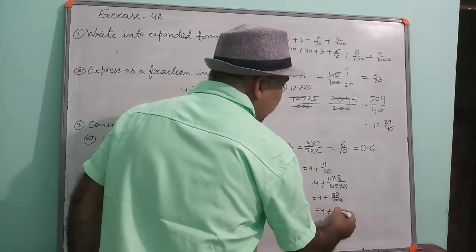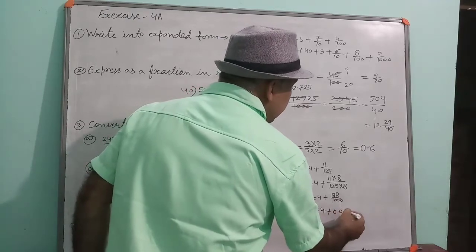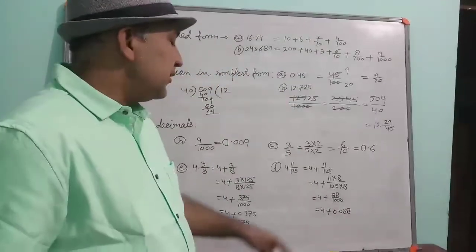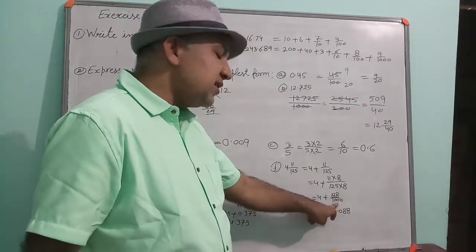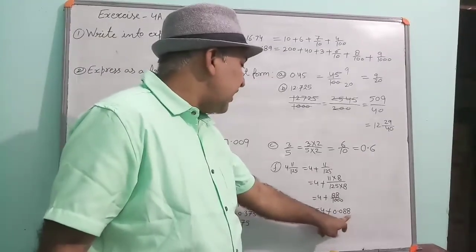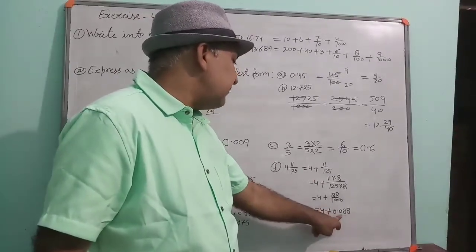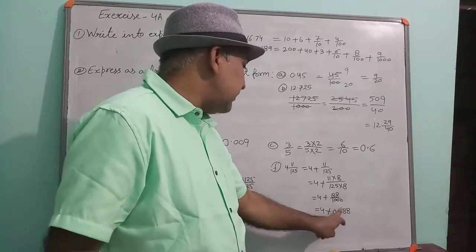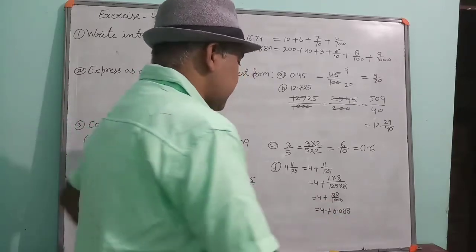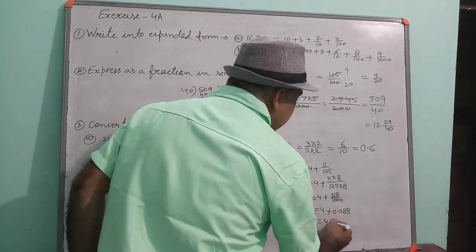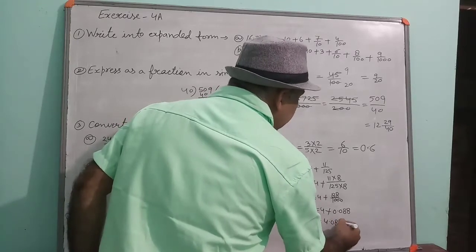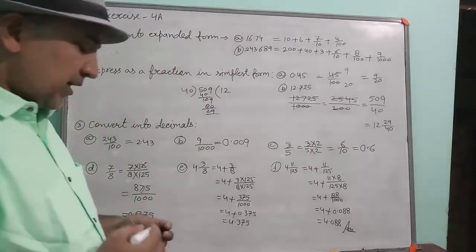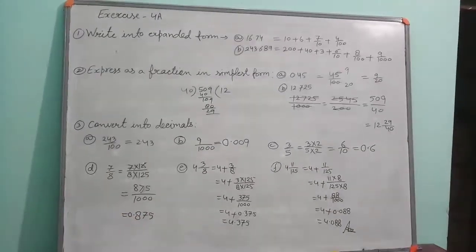Now 4 plus, it will become 0.088. Understood why? Because in the denominator there are 3 zeros, so in the numerator after 3 digits from the right hand side we will put the decimal. Since in the numerator there are only 2 digits, 1 zero will be added. Now add and get your answer. 4.088 is the answer. Okay. Now pause the video and note down these questions.